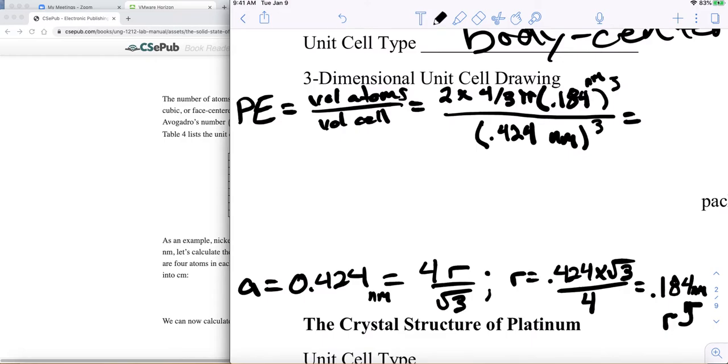In fact, I already know for body-centered cubic, I believe it's somewhere around 0.68, so hopefully I'm going to come out with something very close to that. If I don't, then I've messed something up. And that's what I get: about 0.685 with the numbers that I'm using.